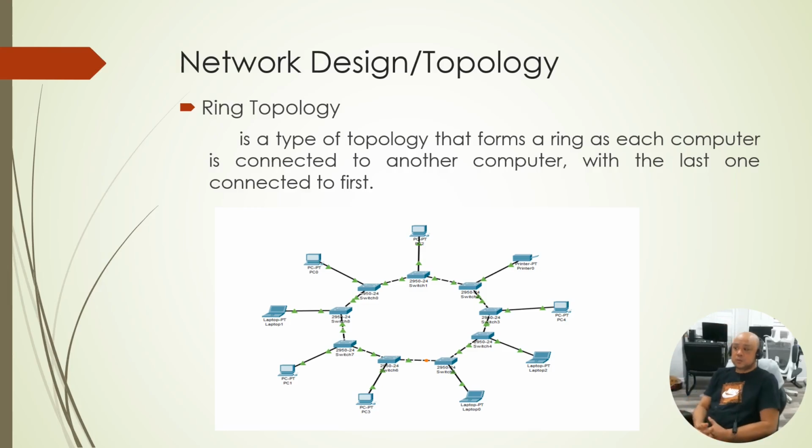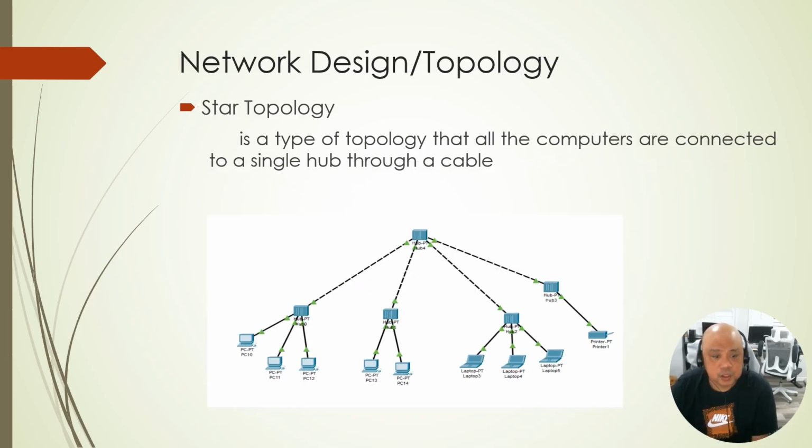The second example is the ring topology, in which all devices are connected in a circular fashion and data travels in one direction around the ring. The third example is the star topology, in which all devices are connected to a central hub or switch. This is the most common setup in modern networks.